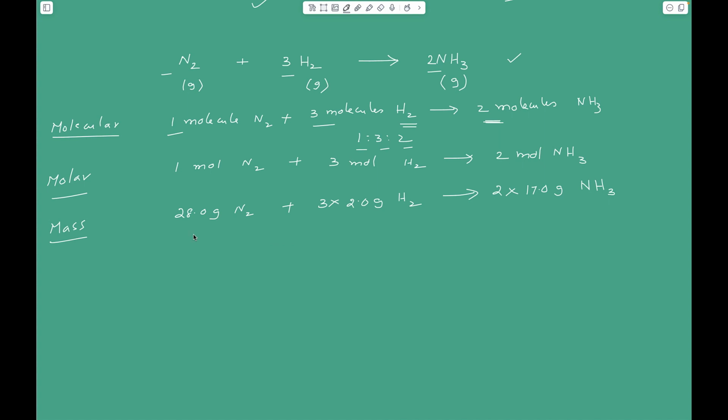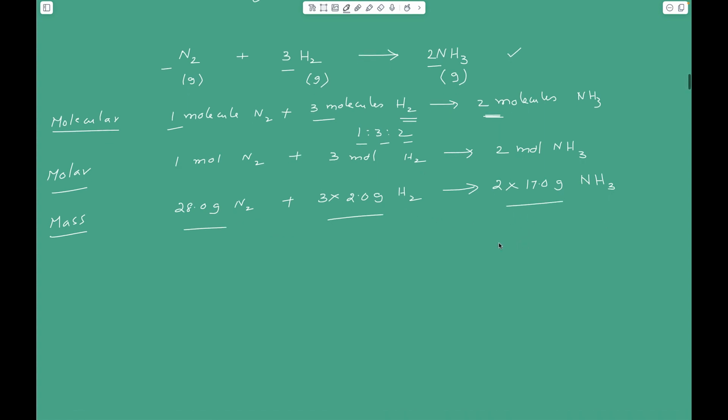So now you have a relationship between their masses. And using this relationship, you can figure out the mass of nitrogen and hydrogen that you must take, say, to produce 500 kilograms of ammonia. You can figure out the mass of hydrogen by using this relationship. You can figure out the mass of nitrogen by using this relationship.